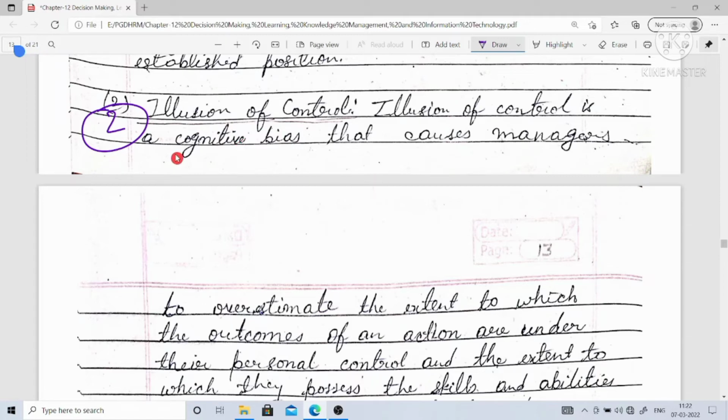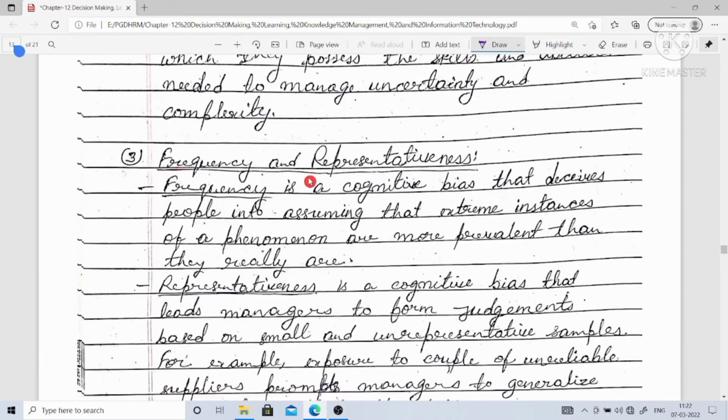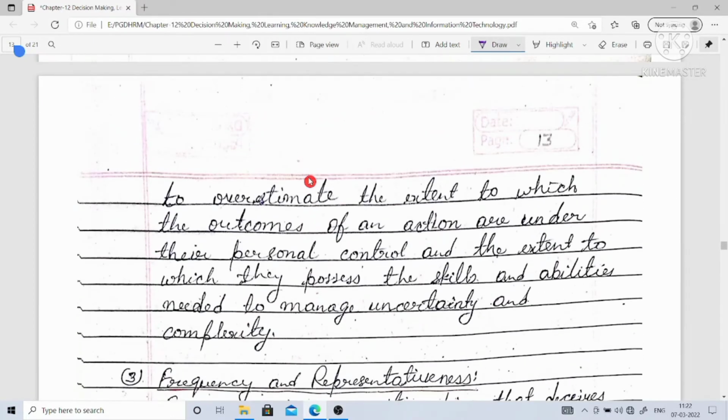Illusion of control is a cognitive bias that causes managers to overestimate the extent to which the outcomes of an action are under their personal control and the extent to which they possess the skills and abilities needed to manage uncertainty and complexity. So under this, managers overestimate the extent to which the outcomes of an action are under their personal control.